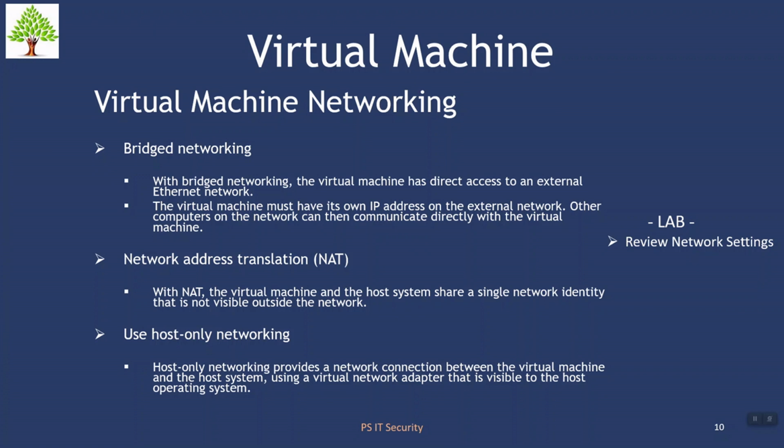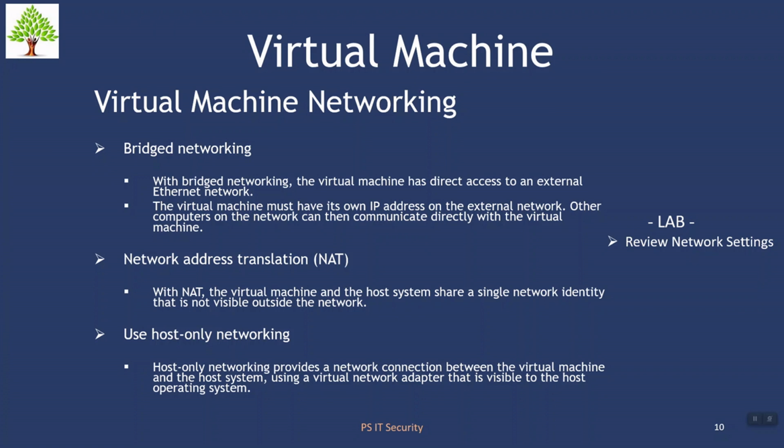and you can also configure a static IP from the bridge network also. The second type of network is network address translation. With a NAT, the virtual machine and the host system share a single network identity that is not visible outside the network. In case of NAT, for external connectivity, your virtual machine will share the physical network adapter which is on your machine.